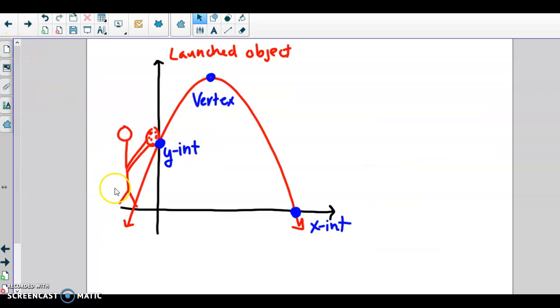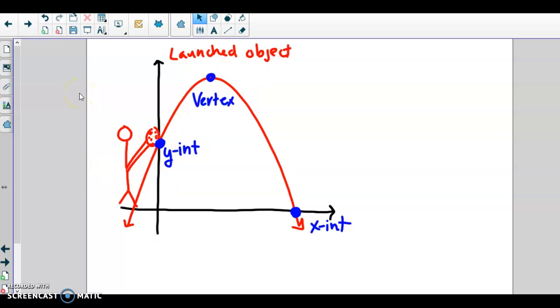Let me show you this picture I drew before. This is someone, let's say, shooting a basketball. Common parts of these graphs of quadratics that are important to us with launched objects is the y-intercept, meaning when was the object released? That's going to be our y-intercept. The vertex would be the maximum height of that object, and the x-intercepts here would represent when that object hits the ground. These are the most common things we'd be asked for in a word problem.